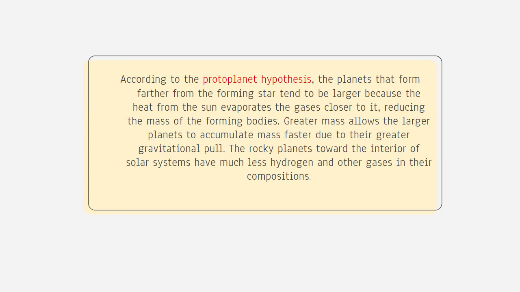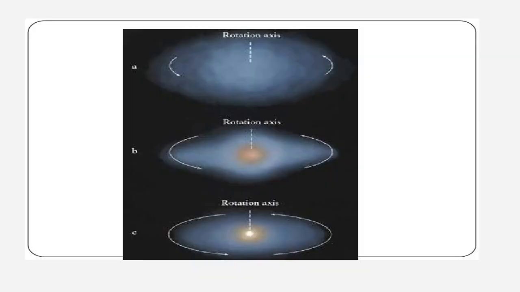Next one, we have the protoplanet hypothesis. So the center of the compressed gas cloud became hot, and eventually the core became the sun. So rotation axis. So next, the hydrogen fusion.